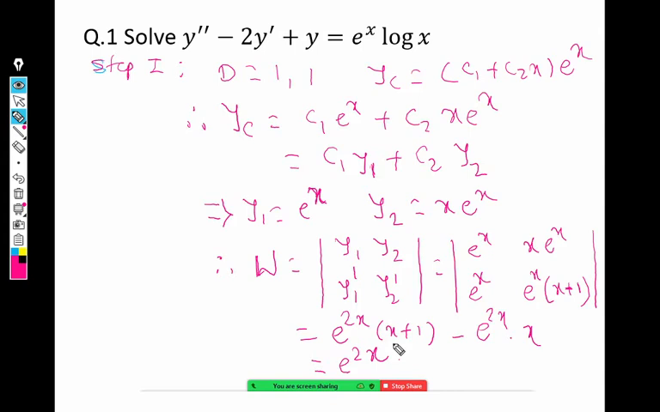Now the next part we are going to start is yp. We are going to assume it as u1 y1 plus u2 y2, where u1 and u2 we are going to find out by integration. So that is the last part then. This is the method of variation of parameters. At least complete up to here, then we'll move to the next part. Once you complete, inform me. Those who are interested, note down.